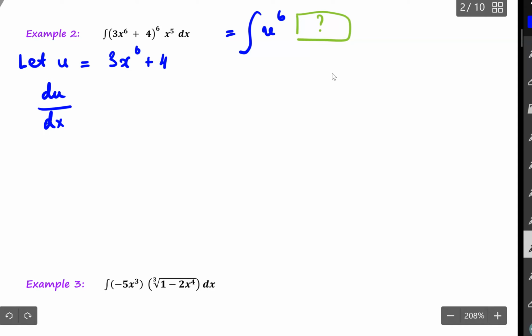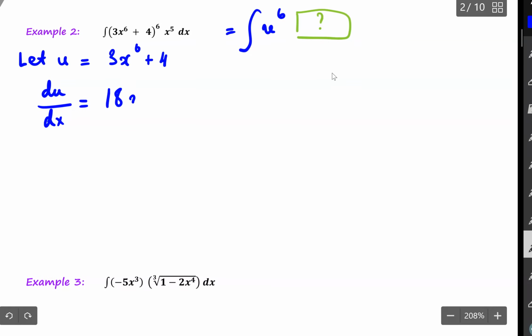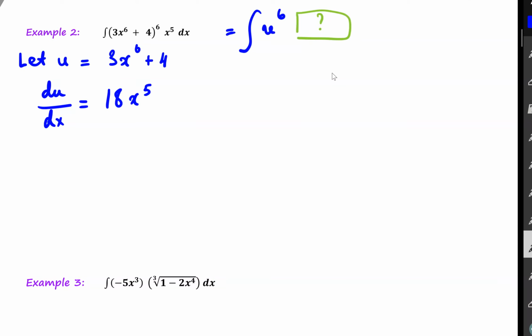Okay, so in order for me to get that du, I need to differentiate this function u in terms of x. So the derivative of 3x to the 6 will be 18x to the exponent 5. Take 6 times 3, which is 18. Take 1 away from the exponent, 6 will become 5. And the derivative of plus 4 is 0.